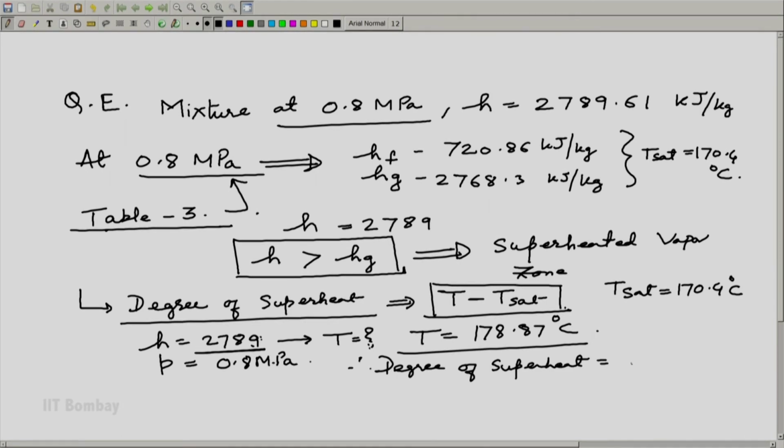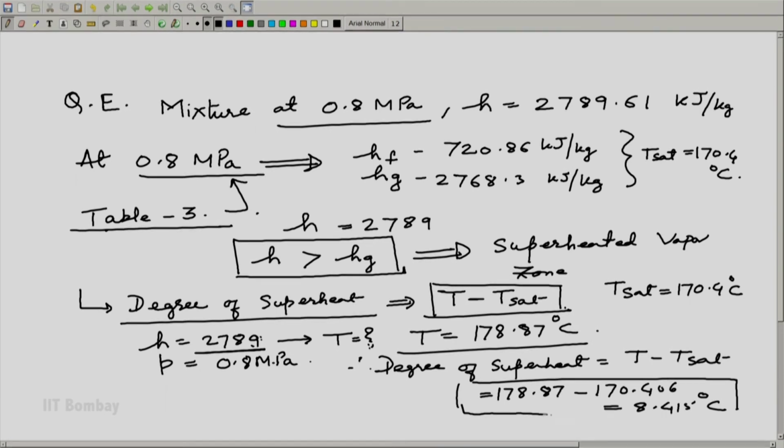And therefore, degree of superheat is equal to T minus Tsat, which is 178.87 minus 170.406, equal to 8.415 degree centigrade. So, this is the answer. Degree of superheat for this is 8.4 degree centigrade.